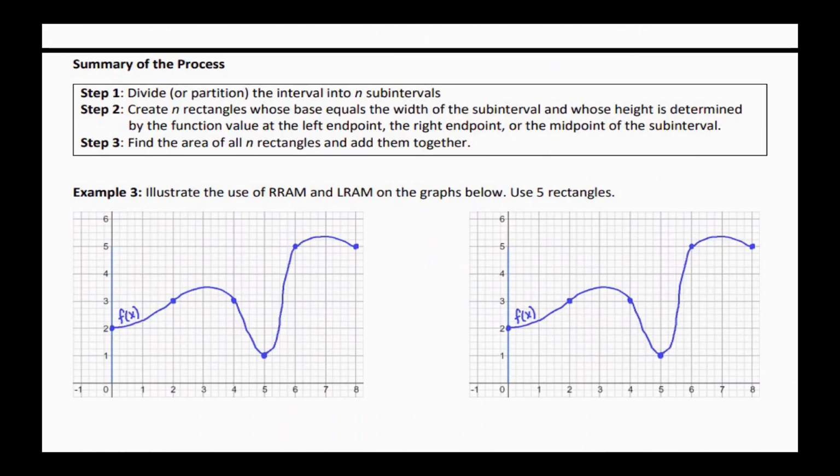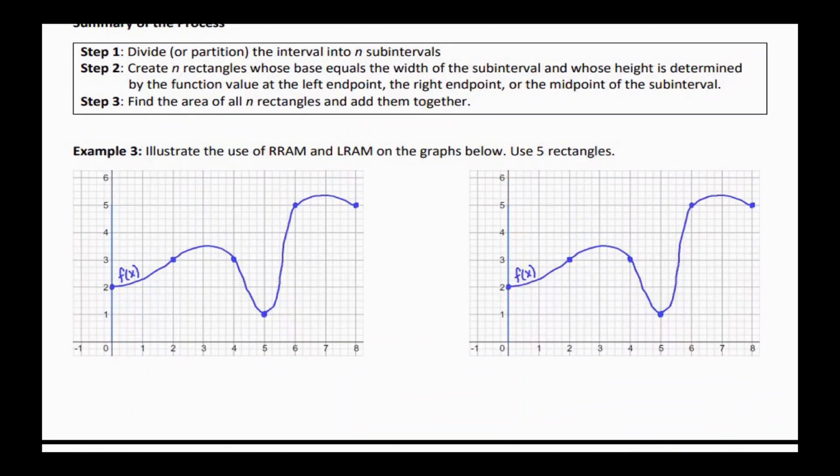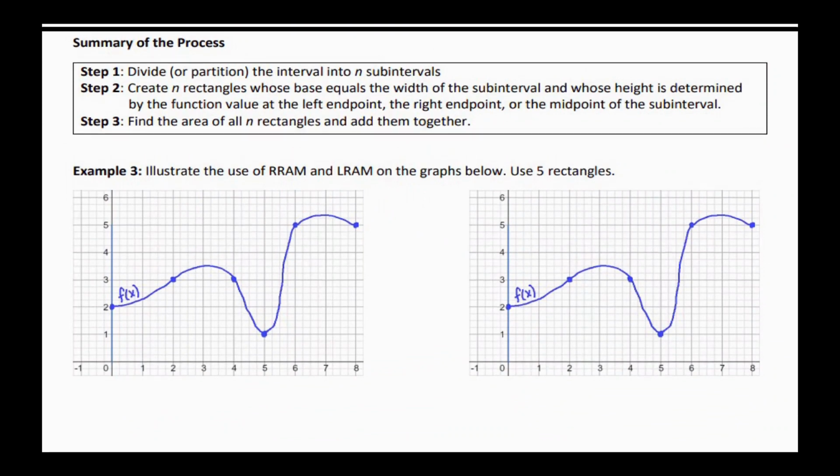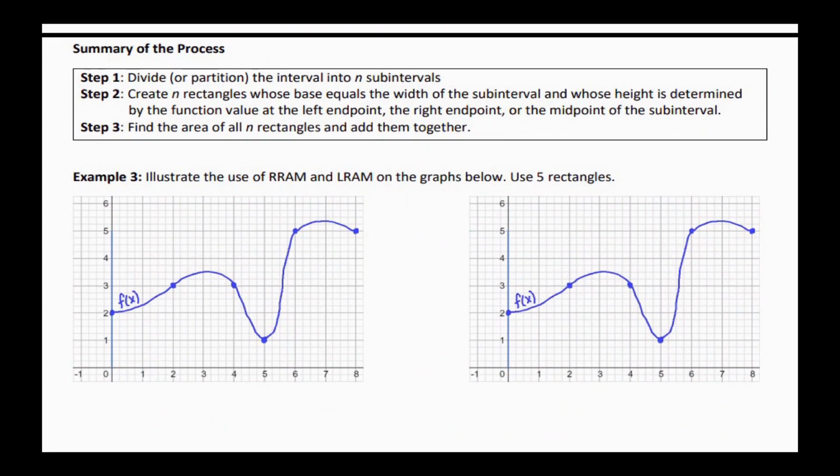All right. So now we're going to do 2 on our own. Number 3, they're the same function, f of x. They don't tell us what f of x is, but they say we got to find from 0 to 8. So from 0 to 8 is our bounds. For the one on the left, we're going to use RRAM. And for the one on the right, we're going to use LRAM. We're going to break this up into 5 rectangles.